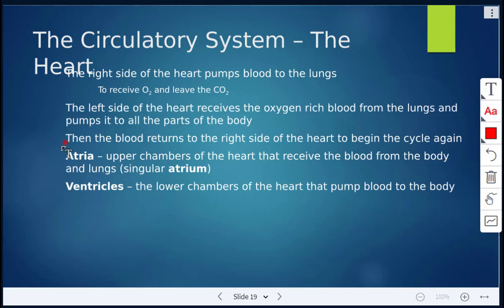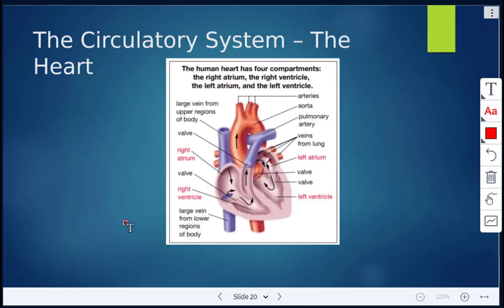There are 2 atria. Those are the upper chambers of the heart. They receive the blood from the body and the lungs. And then there are 2 ventricles. These are the lower chambers of the heart that pump blood to the body. I do have a diagram here.